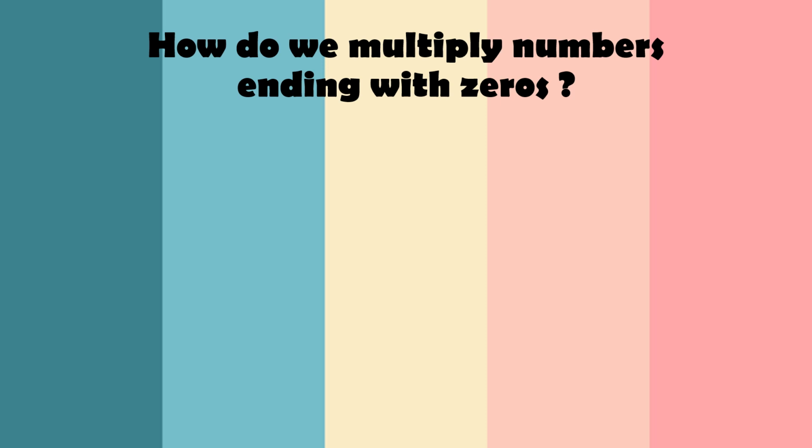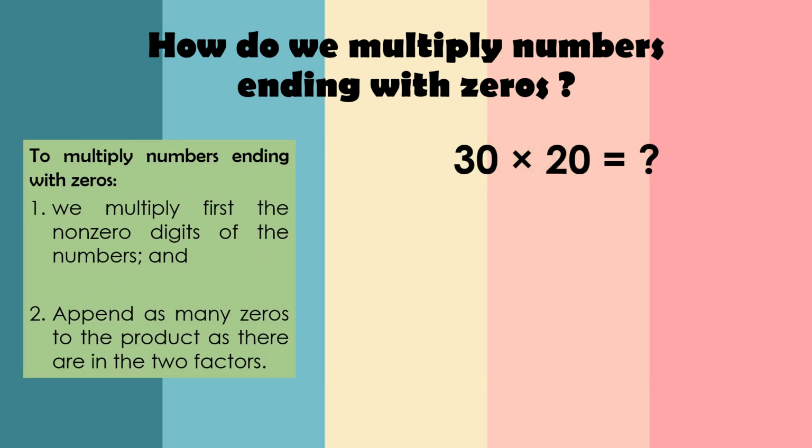Did you know that there is a technique on how you can multiply quickly the numbers ending with zeros? Let's take the same numbers as an example. To multiply numbers ending with zeros, we follow the steps. We multiply first the non-zero digits of the numbers. We have 30 times 20. In number 30, we have a non-zero digit 3. And in number 20, we have a non-zero digit 2. 3 times 2 equals 6.